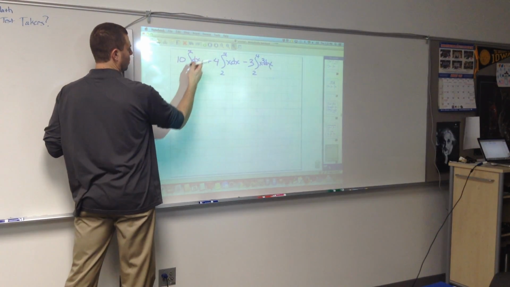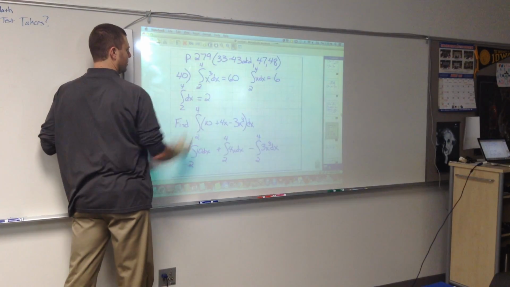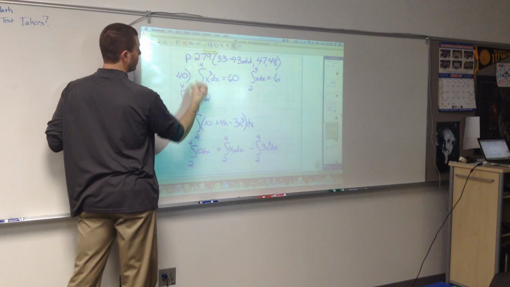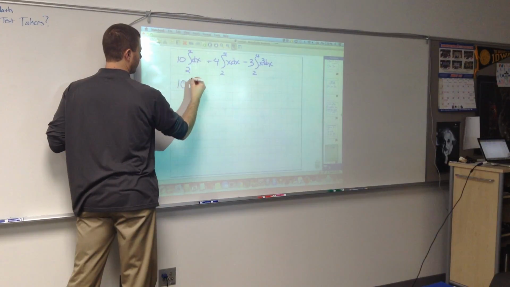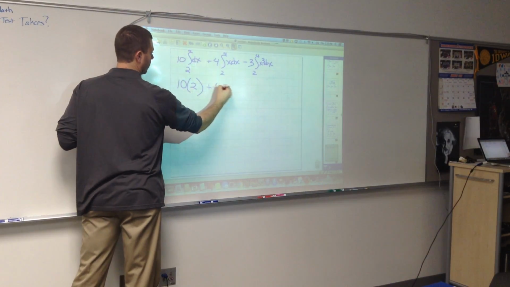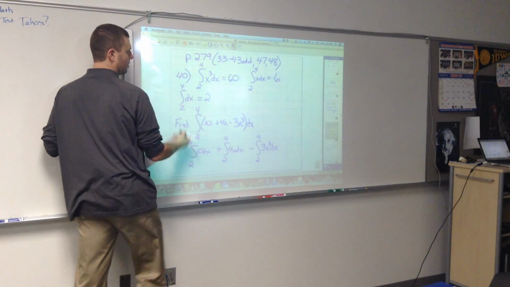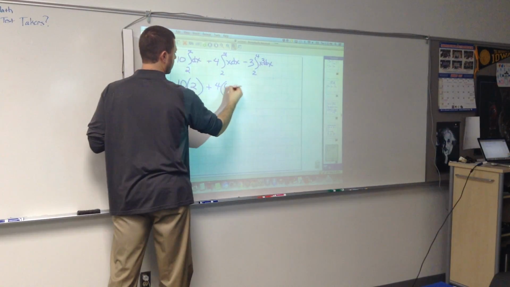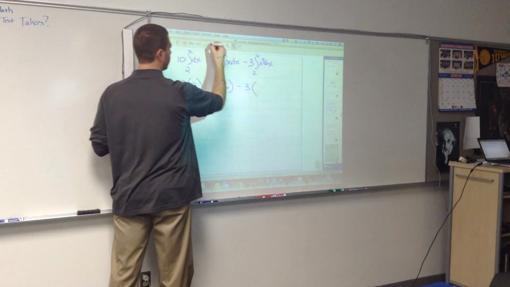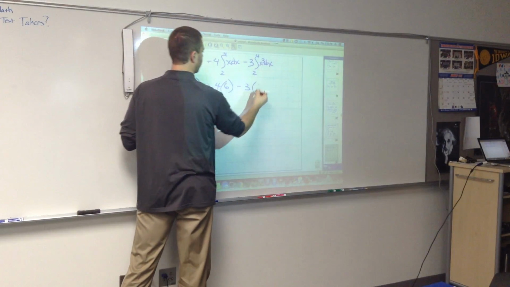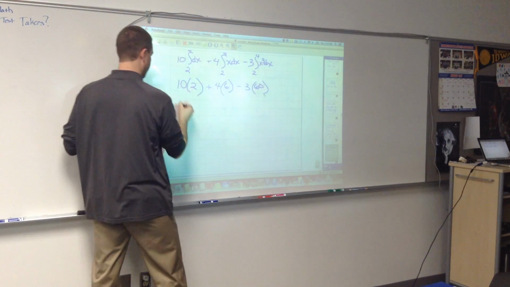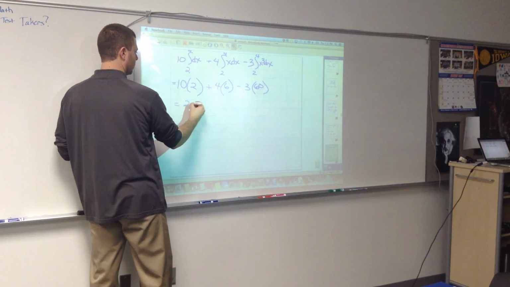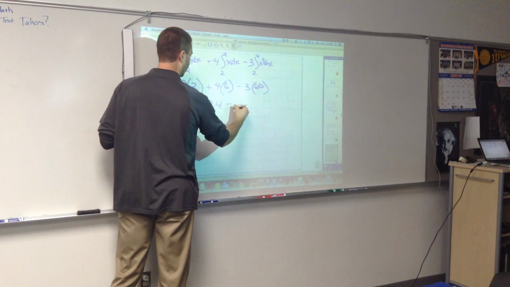Don't we know what the integral from 2 to 4 of dx is equal to? 2. It was given to us, right? It's 2. So 10 times 2 plus 4 times 6, minus 3 times 60. 60. So it's a big weird. Okay. So 20 plus 24 minus 180.